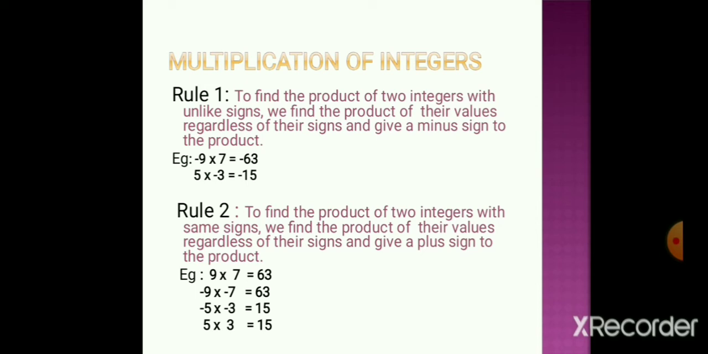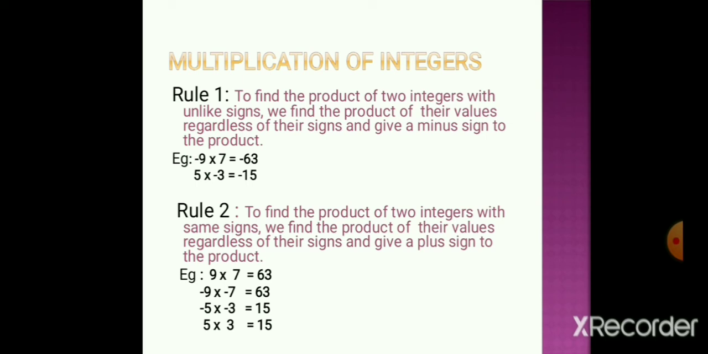Meaning, rule 1 is, if you want to multiply two integers with unlike signs, if the two integers have different signs, what to do? First of all, you have to multiply the integers. If the integers have different sign or same sign, what to do? You have to multiply them first. Multiply first, then look into the sign. If they have the same sign, then give the product a positive sign. If the integers have different signs, give the product a negative sign.